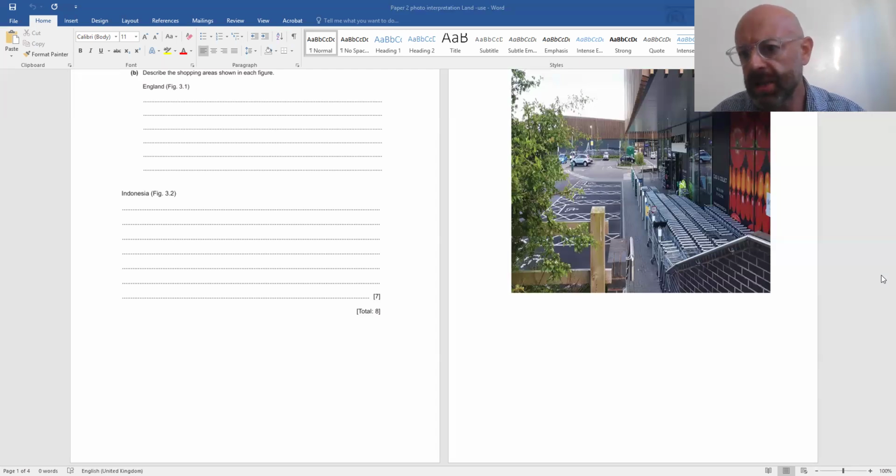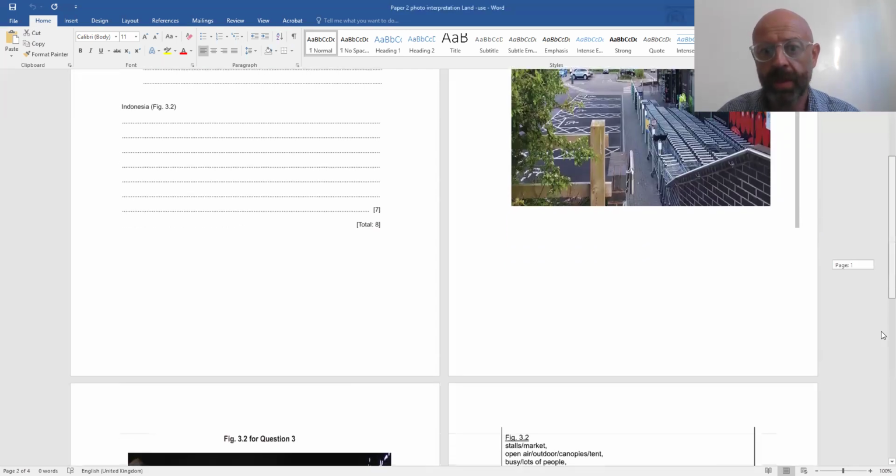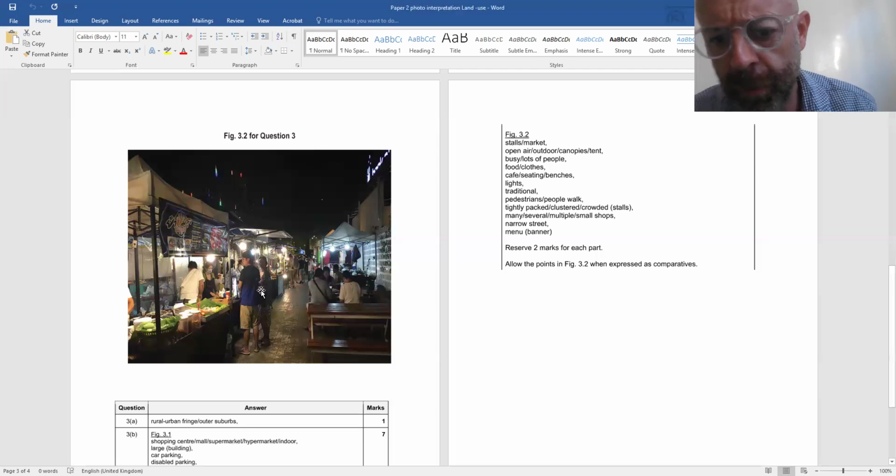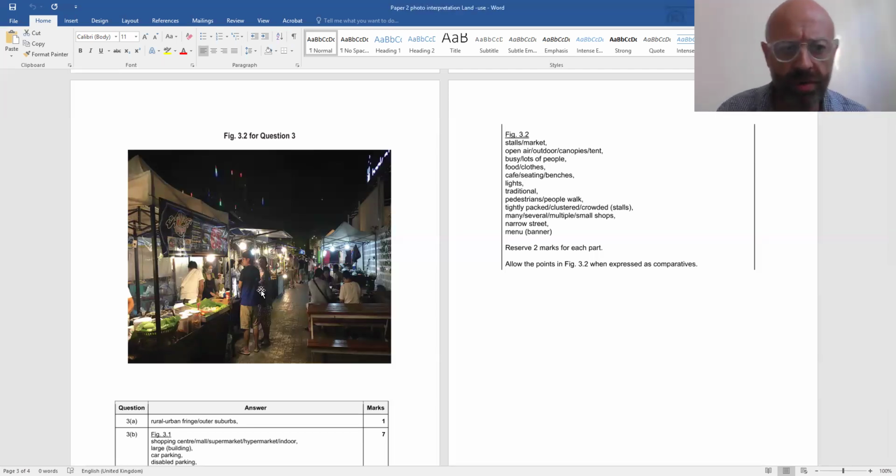Okay. Now let's do the same for Indonesia. It's the same question. We're asked to describe what we see in the picture. Okay, so now it's a very different scene. We've not seen this before, but can we describe what we're seeing? Well, as geographers, we can use a bit of common sense here. We see a market. It's outdoors, isn't it? It's an outdoor market. It's night time. So it might be a night market.